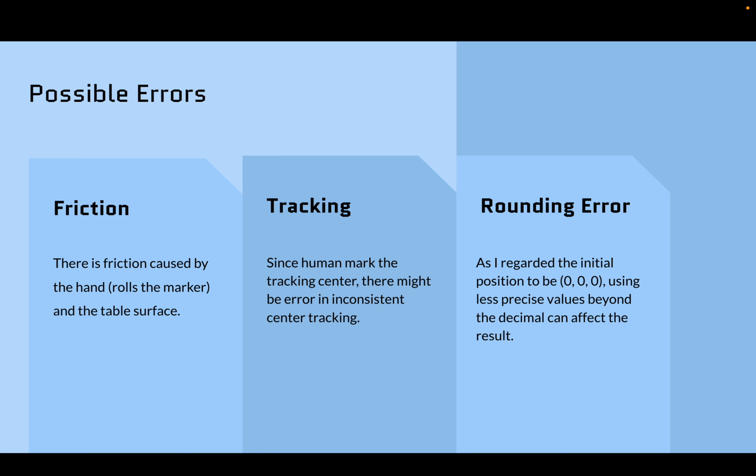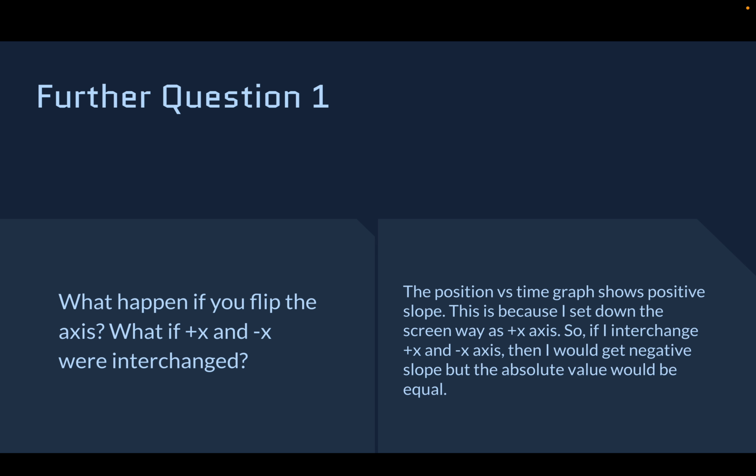Possible errors. First can be friction. There is friction caused by the hand which rolls the marker, the table surface, or possibly the air. Secondly, since a human marked the tracking center, there might be error from inconsistent center tracking. And lastly, there might be rounding error, as I regarded the initial position to be 0, 0, 0, and using less precise values beyond the decimal can affect the result.